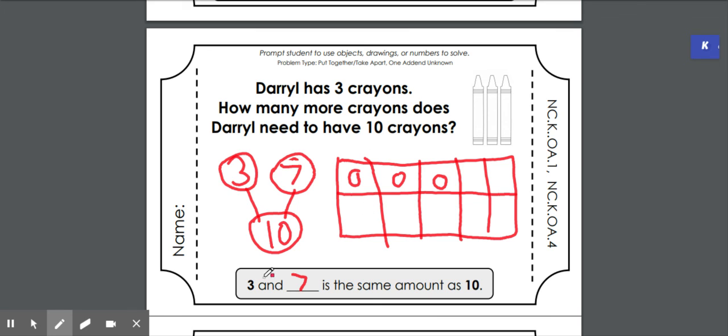3 and 7 is the same amount as 10 because we know the same value means equal. So we can say 3 plus 7 is equal to 10.